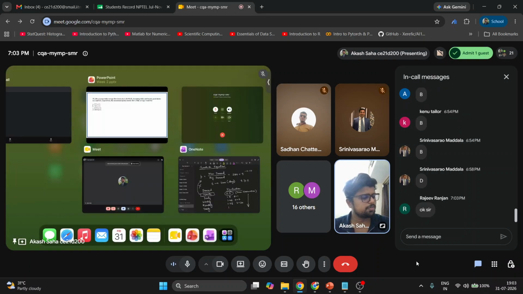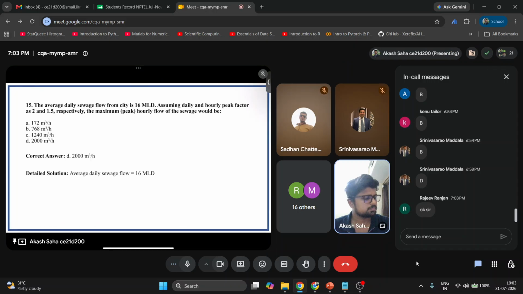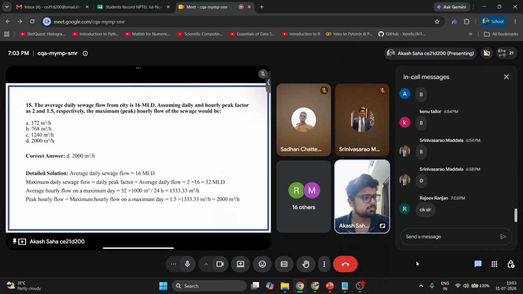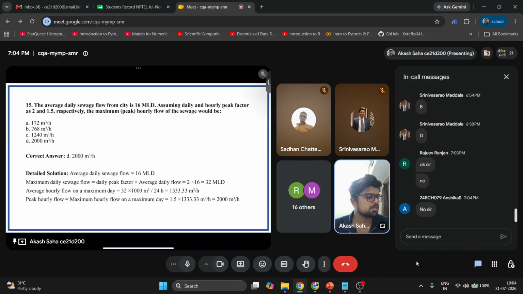Right, we'll move forward. Were you aware of this Gutrick equation? Were you aware of this? Anyone? Yes, no, no. Okay.